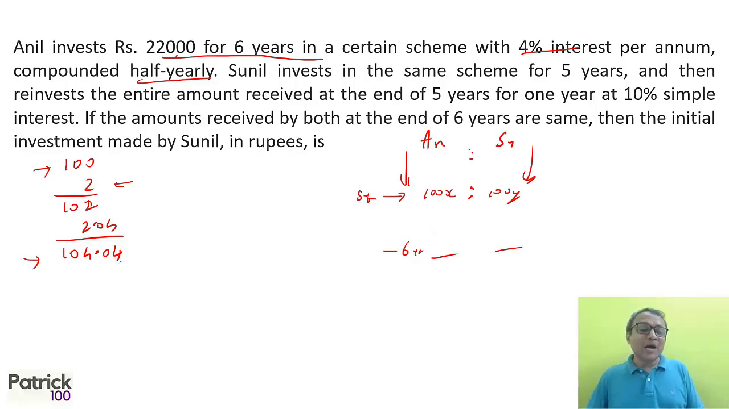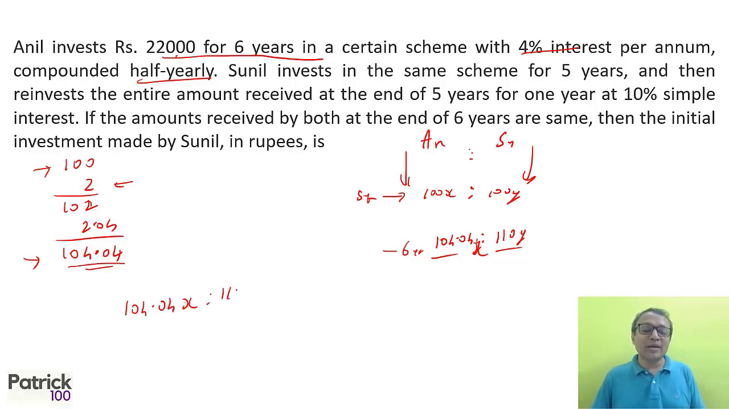In the 6th year, Anil will get 4.04%, so his amount will be 104.04x. Sunil gets 10%, so his amount will be 110y. So this is the amount: 104.04x is to 110y. This is the amount you get.